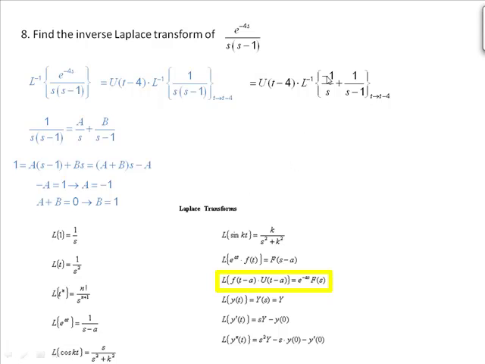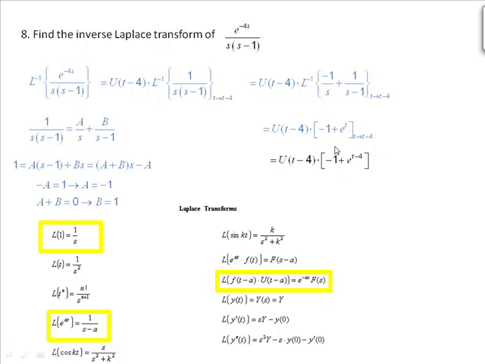And then the inverse Laplace of 1 over s is just 1. And the inverse Laplace of 1 over s minus 1 is e to the 1t. So here I get negative 1 plus e to the t. And then again, we're going to shift from t to t minus 4. So this t and this exponent right here is going to become t minus 4. Becomes t minus 4.